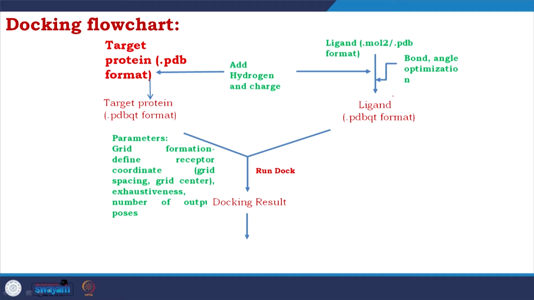Then you set the parameters: the grid formation, define the receptor coordinates, grid spacing, grid center, exhaustiveness, which is the redundancy, and number of output poses. Then you run the docking, and you get the docking result.